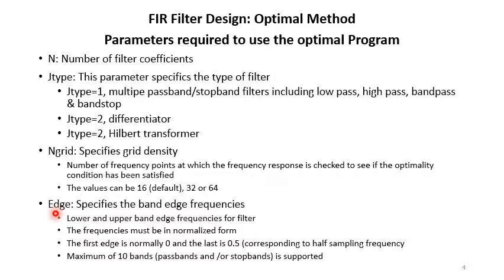So you understand, if you divide the two things and you get 0.5, that means the dividend is half of the divisor. So if f of a divided by f of s results in 0.5, that means you are going for the maximum, a half of the sampling frequency. The maximum number of bands, that is pass band and or stop band, supported by this is 10. So that means you cannot exceed the value of 10.